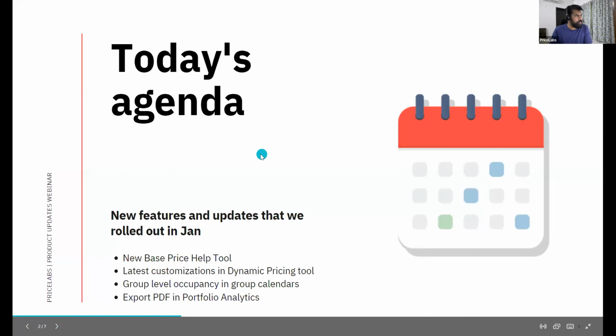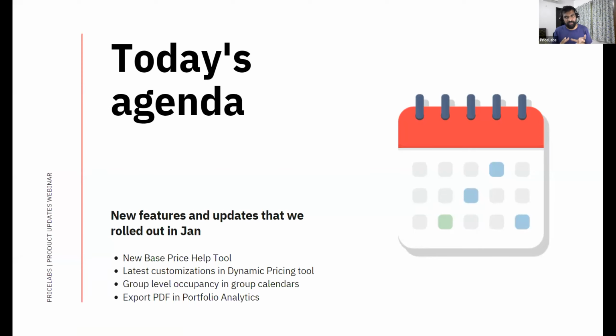In terms of four big things that came out, and there are several tweaks that keep happening within the product, the four big things that came out is number one, we launched and updated our base price tool. Base price is very central to how pricing works in PriceLabs, right? We found that we really needed to improve on how base price was happening. There's a lot coming in the future as well around it, but we'll chat a little bit about what's changed in base price tool and various ways you can use it.